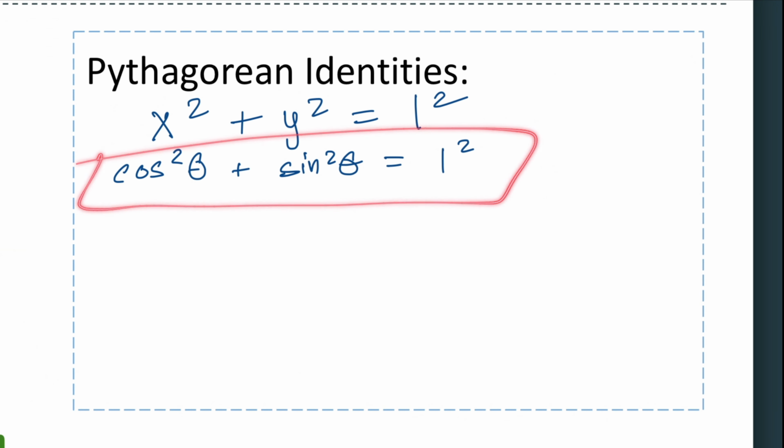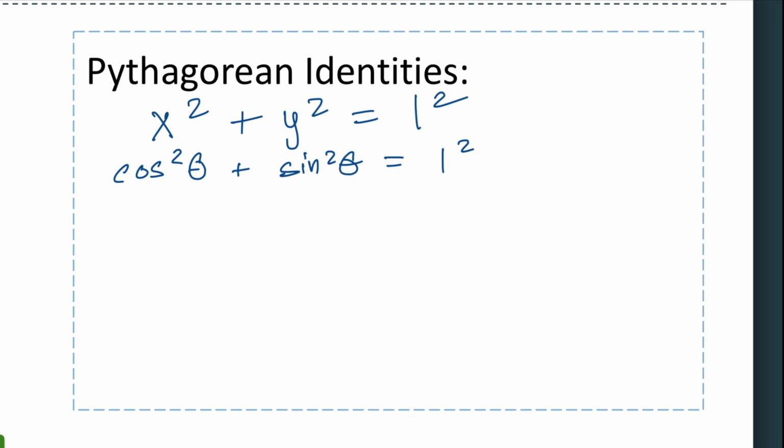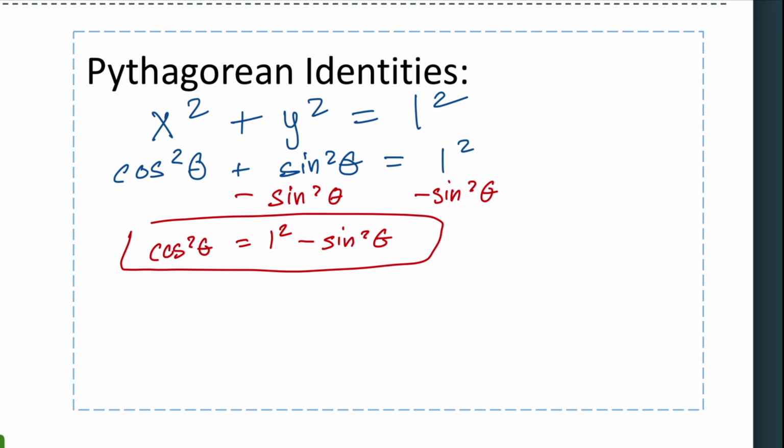But now, with this, can't we get a bunch of other identities out of this, right? Like, I mean, this doesn't seem particularly helpful, right? But what if I solve for one? Let's say I solve for cosine squared theta. Well, that would mean that I would subtract sine squared theta from both sides. And I would get cosine squared theta is equal to 1 squared, which is really just 1 in this case, right? Minus sine squared theta. So this would be a trig identity, okay? This would mean that whenever I see cosine squared theta in a problem, I could substitute with 1 squared minus sine squared theta, okay?